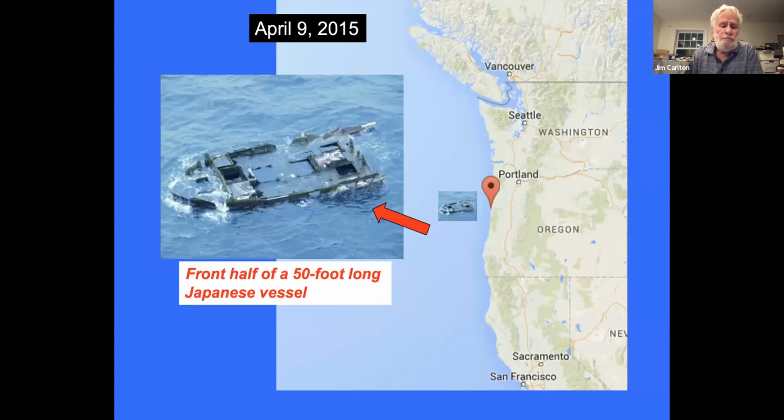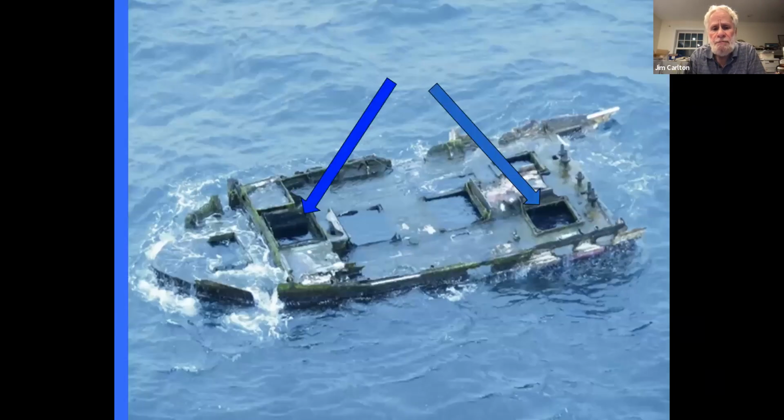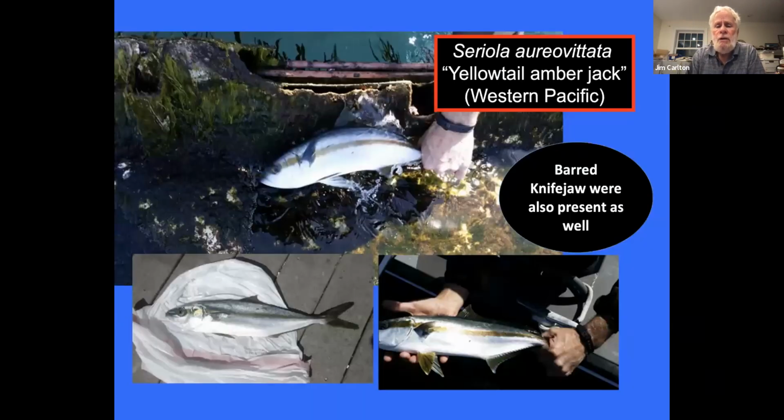Four years later, in April 2015, another vessel, half of a 50-foot long vessel, was spotted drifting off the central Oregon coast. There are the wells inside, and inside were yellowtail amberjack from the Western Pacific. This is a species group that occurs both in the Eastern and Western Pacific. They look almost identical. We sequenced them and they turned out to be from the Western Pacific. Knifejaws were also in here, and many of these fish went to the Oregon Coast Aquarium.